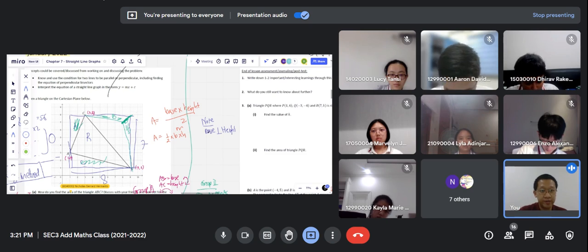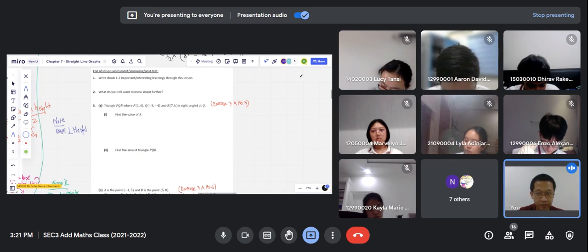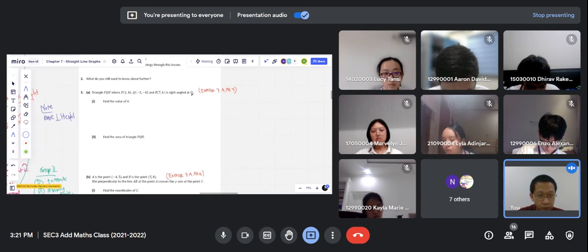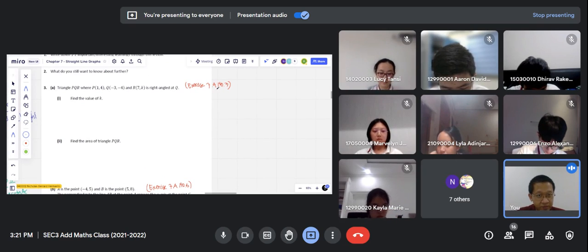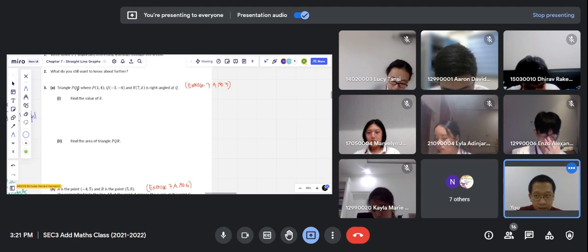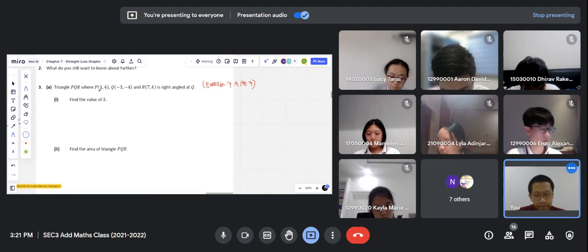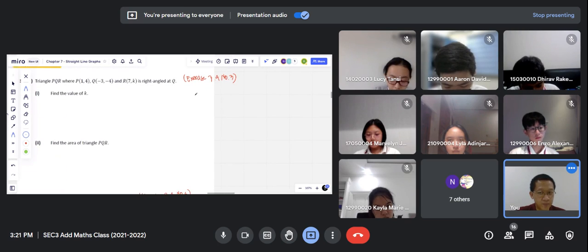Okay, so with that, let me just give you this question number 3. This is the end of lesson assessment, where both questions I take from the textbook. So let us go through this together. Question exercise 7.4 number 3. You already did one of the suggested exercises or problems. Triangle PQR. The P is 1, 4. The Q is -3, -4. The R is 7, K. It said that the right angle is at Q.